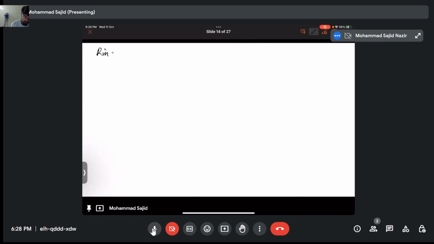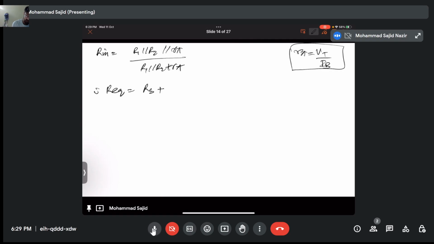R input will be equivalent to R1 parallel to R2, and that is parallel to R pi, divided by R1 parallel to R2 plus R pi. Just remember the definition for R pi: R pi is given by VT by IB. Therefore, our R equivalent is simply Rs plus R in, and then omega R equivalent C1 is equal to 1. Use this equation to get F lower cutoff.